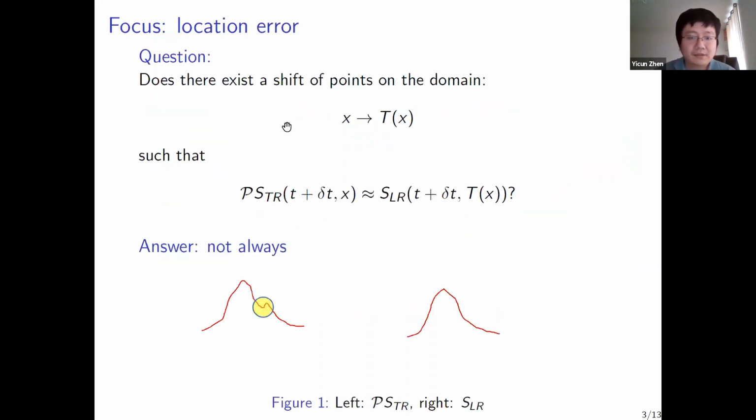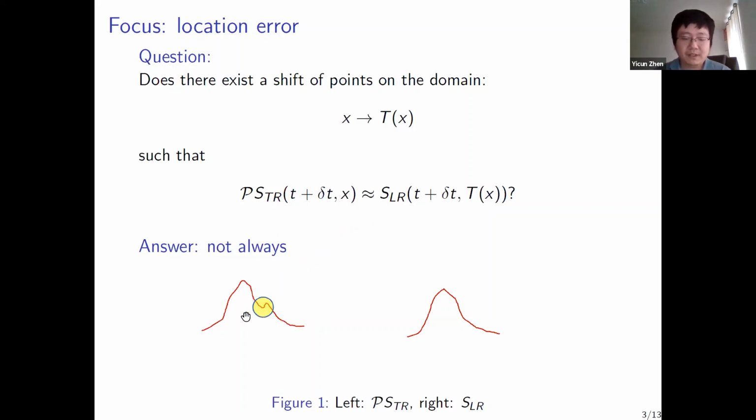Basically, we ask the following question: does there exist a shift of points on the domain, that is, a change of coordinates, so that the projection of the true forecast is approximately the low resolution forecast perturbed by this shift of points? This is the most naive question that we can ask about the location error. But for this question, the answer is easy to find. The answer is that we cannot always find this T.